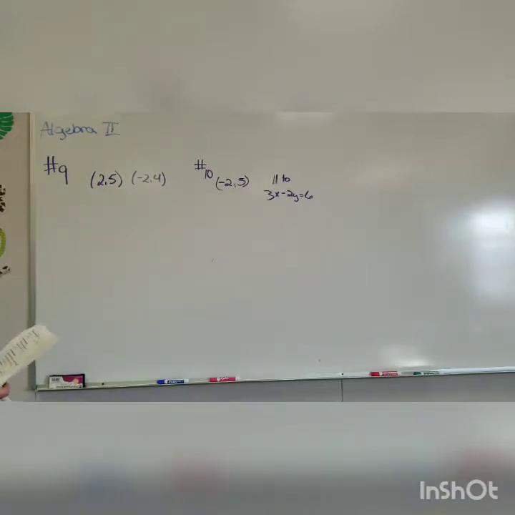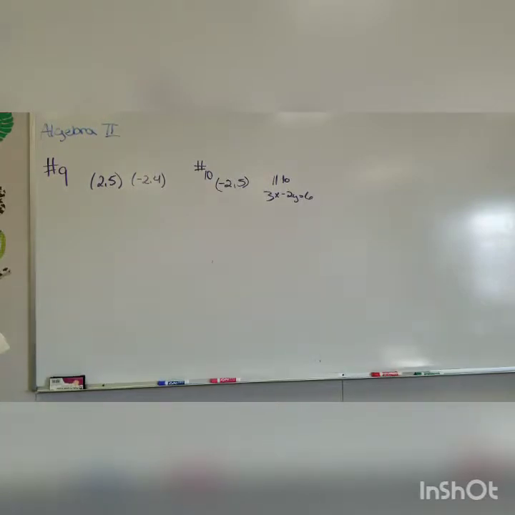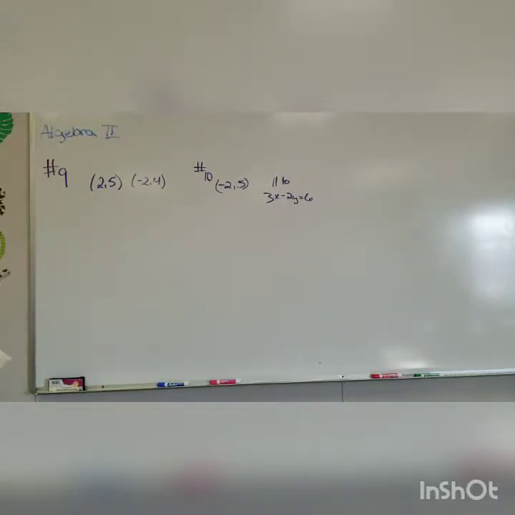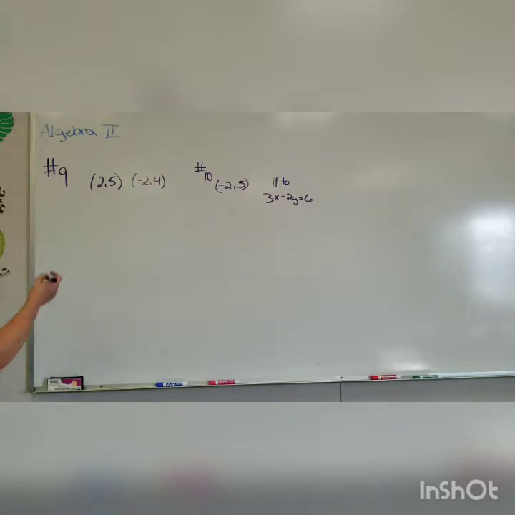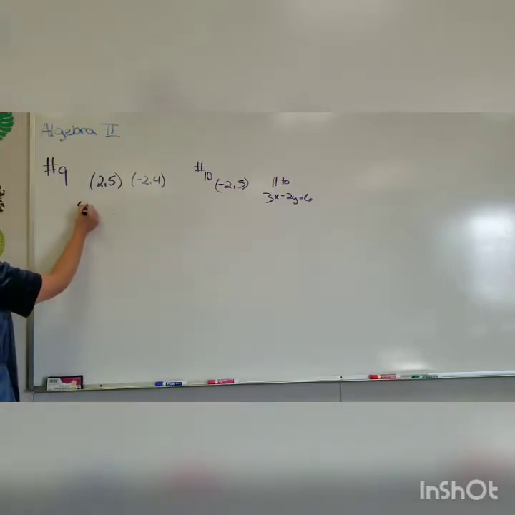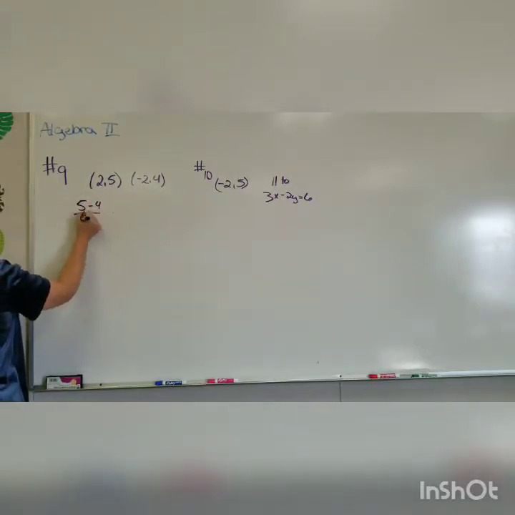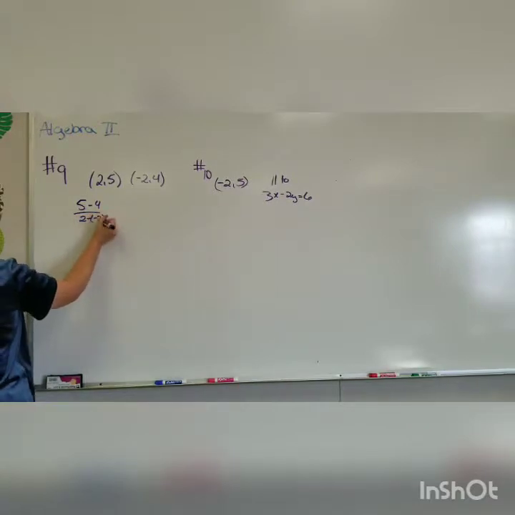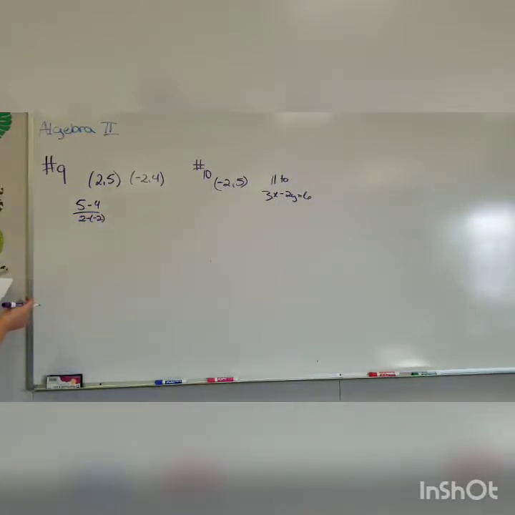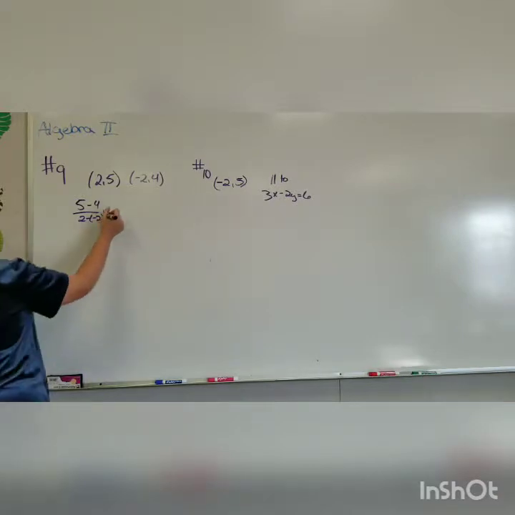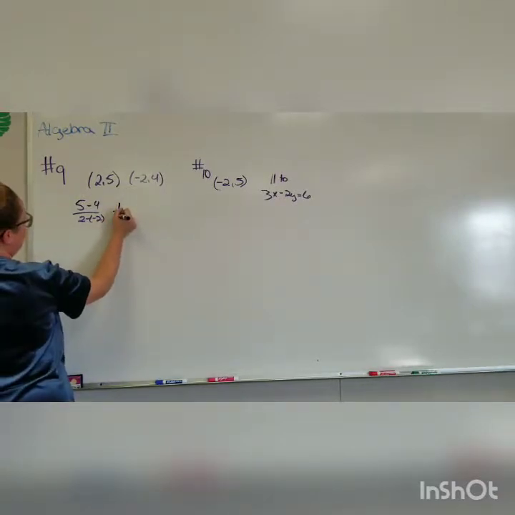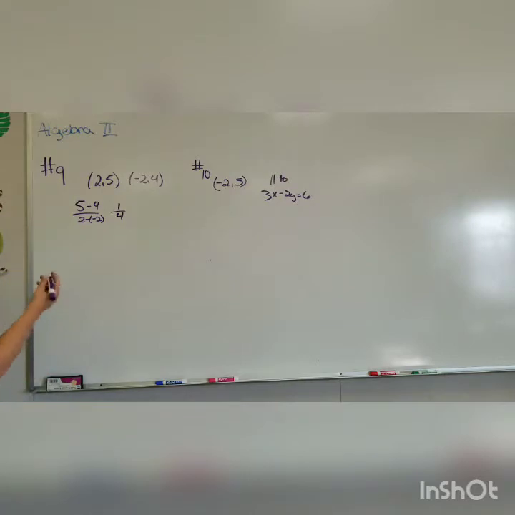All right, so problem number 9, they give you 2 points to work with. Now, to find the equation of the line, the simplest way from 2 points is to find your slope and then use the point-slope formula, where you need 1 point and your slope. So start this equation by finding your slope. Y minus y over x minus x, so 5 minus 4 over 2 minus negative 2. 5 minus 4 is 1, and 2 minus negative 2 is 2 plus 2 is 4. So your slope is 1/4.